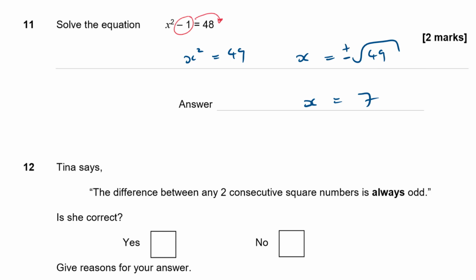You get a plus and a minus solution, because positive 7 times positive 7 is 49, but also negative 7 times negative 7 is 49. So you're going to get two solutions here. And if you miss one out, you'd have lost a mark.